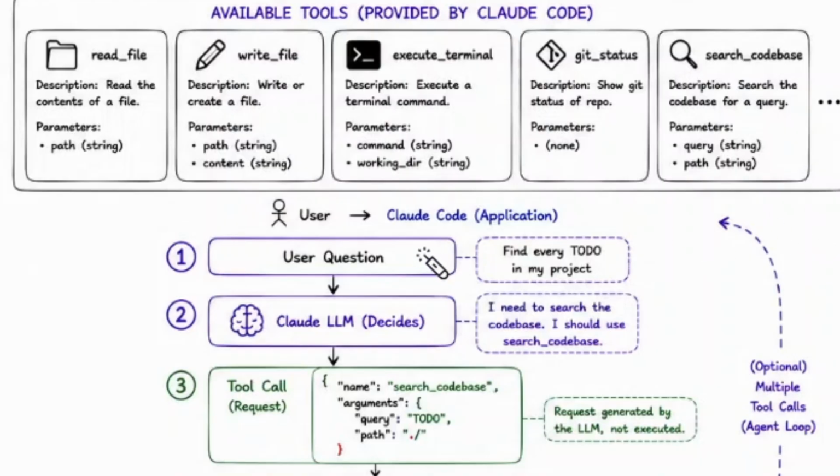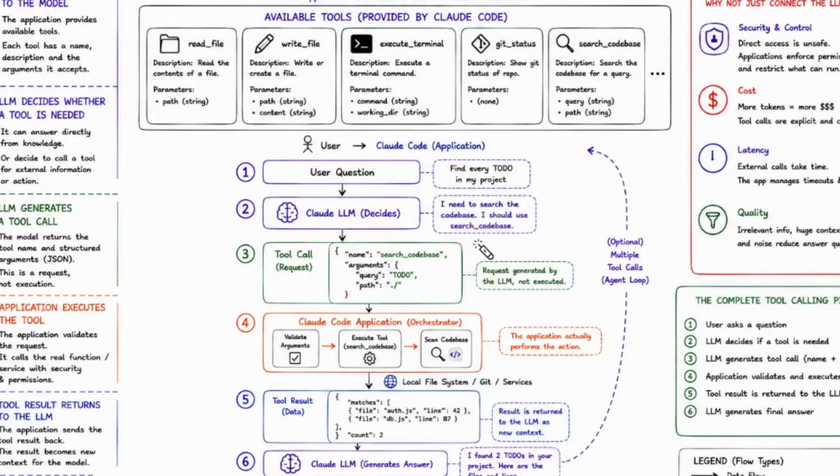Suppose you ask, explain what Kubernetes is. Claude already knows the answer, so no tool is required. But now, imagine you ask, find every to-do comment in my repository. Claude cannot possibly know your local project. It reasons that the answer requires external information and decides to use one or more available tools. Tool calling is therefore a decision. The model first determines whether external information or an action is actually necessary before requesting anything.